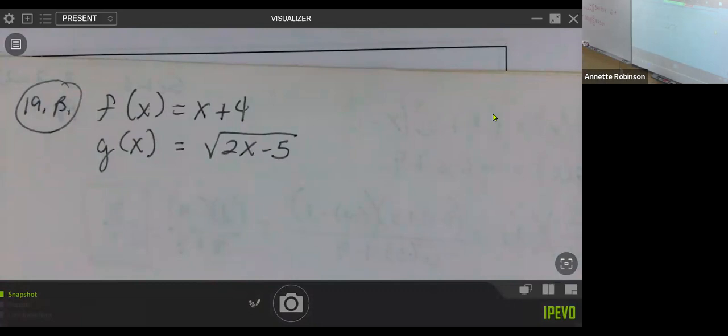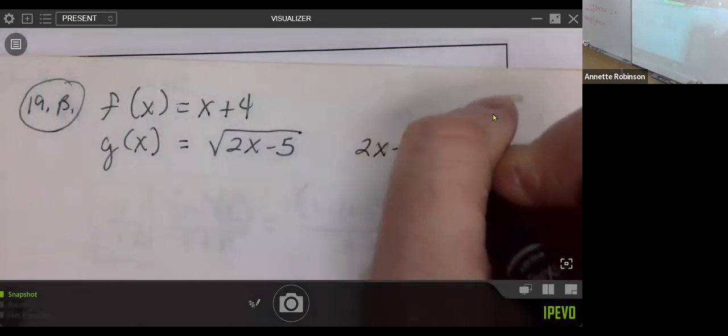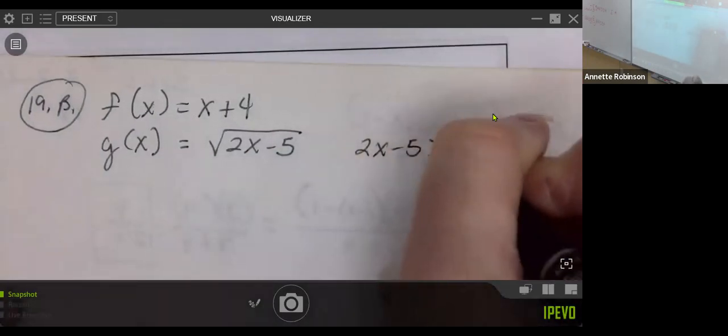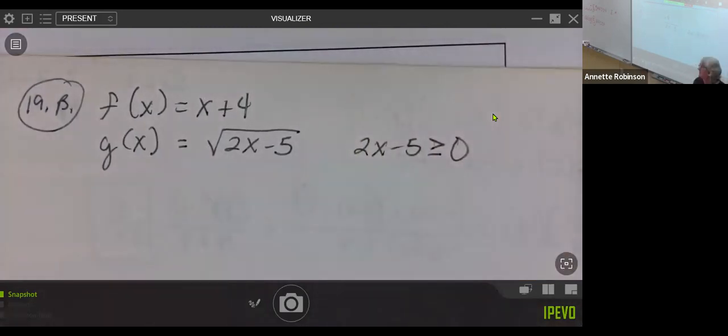Before we even begin, let's see what the main restrictions are before we even start with it. g has some restrictions. The restriction is that 2x minus 5 has to be greater than or equal to 0, or we can't take the square root of it.